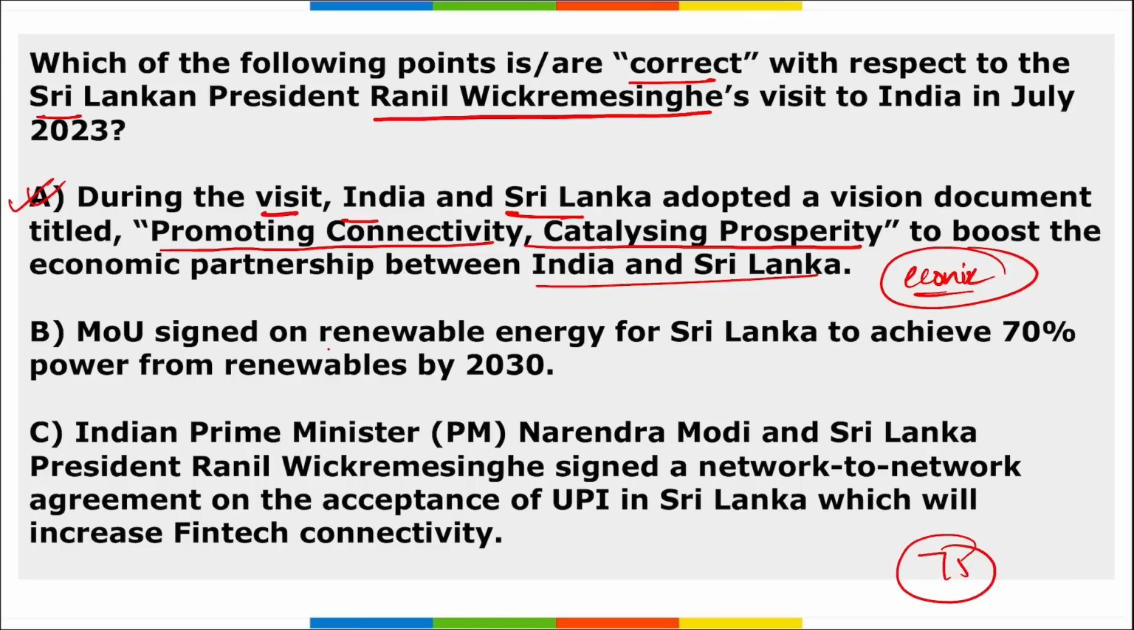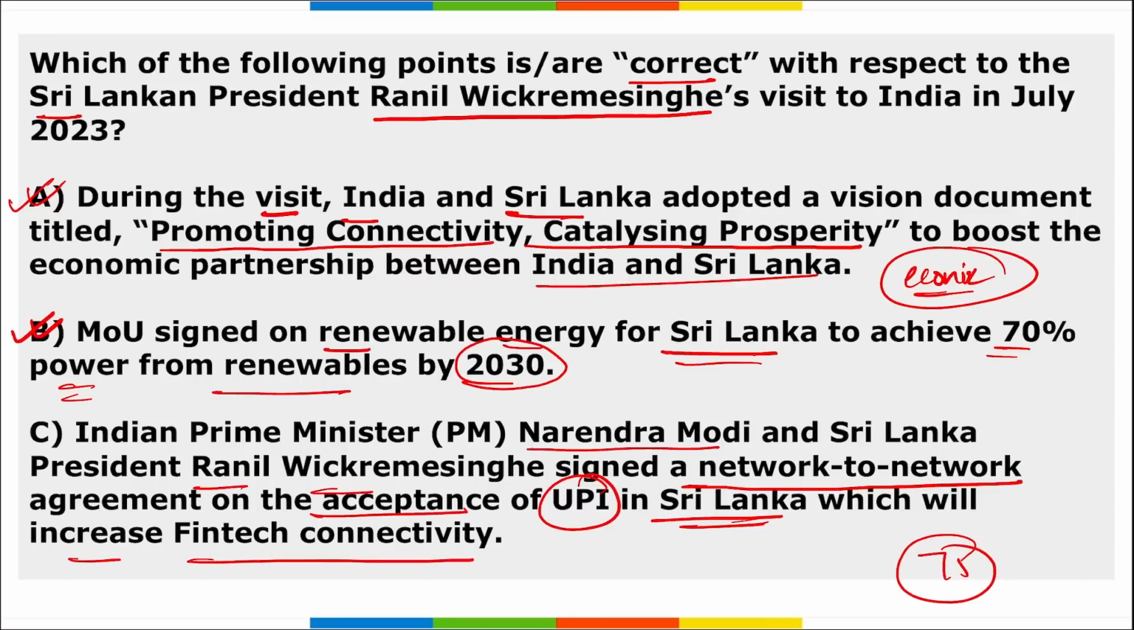B. MOU signed on renewable energy for Sri Lanka to achieve 70% power from renewable energy by 2030 was also signed. So yes, option B is also correctly mentioned here. Then C. Indian Prime Minister Narendra Modi and Sri Lankan President Ranil Wickremesinghe signed a network-to-network agreement on the acceptance of UPI in Sri Lanka, which will increase the fintech connectivity.